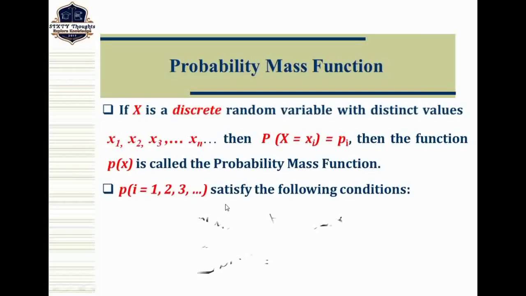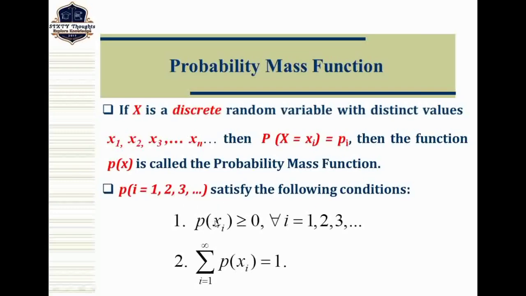satisfies the following conditions. One is probability of xi is greater than or equal to 0 for all i equal to 1, 2, 3. Which means probability of any value is always what? It is greater than or equal to 0, and it gives positive only. And the second one is sum of probability of xi equal to 1. If you add all probabilities, you should get the answer, what? 1. It is called probability mass function.